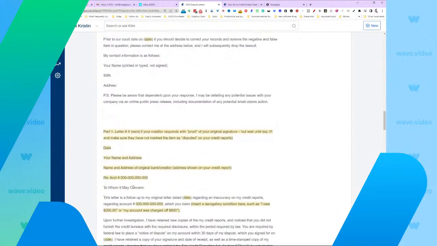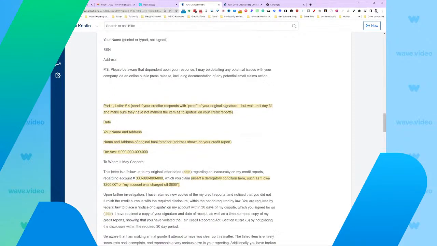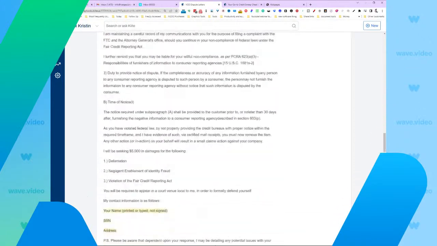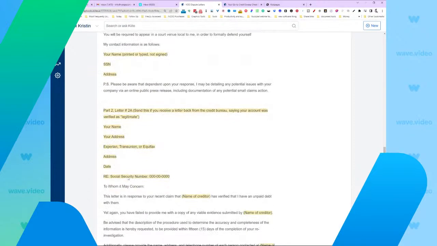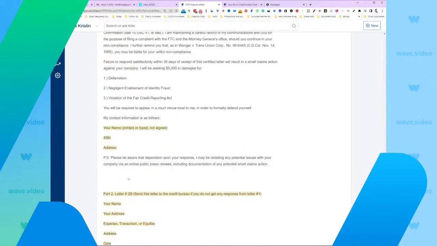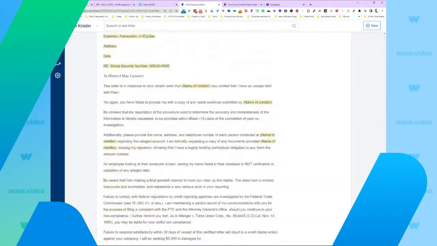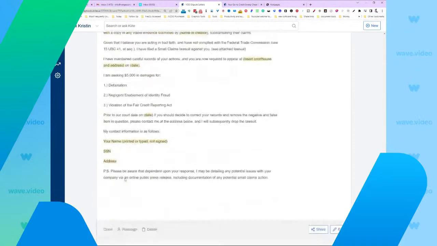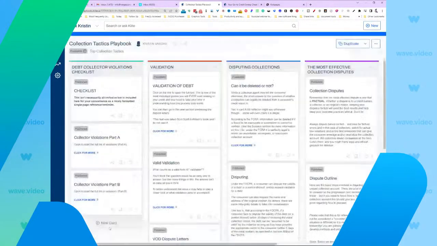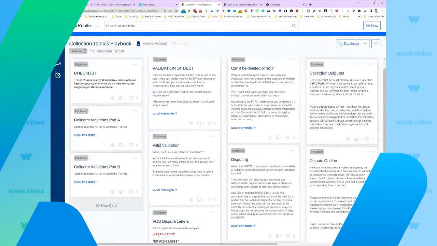We have another one if they respond with proof, but wait until the 31st day and make sure that they have not marked the item as disputed on your credit reports. We also have one for when they say your account was verified as legitimate, when you sue them, and when you submit a press release. We have a lot at our disposal to remove these things from our credit reports, especially when right now it's a lot more difficult to handle removing things from credit reports, either your own or for clients.